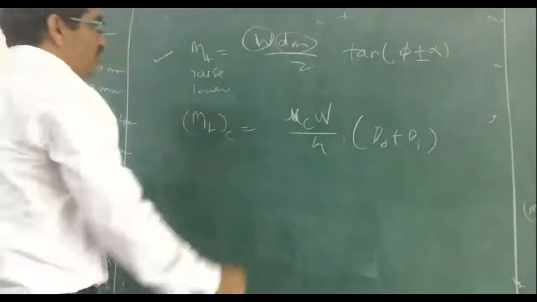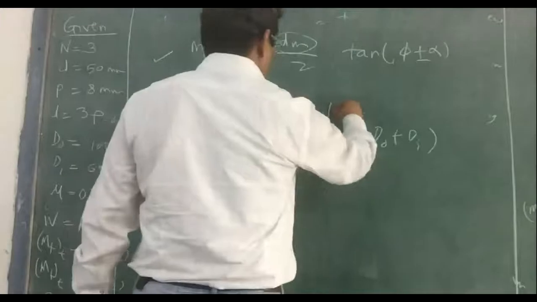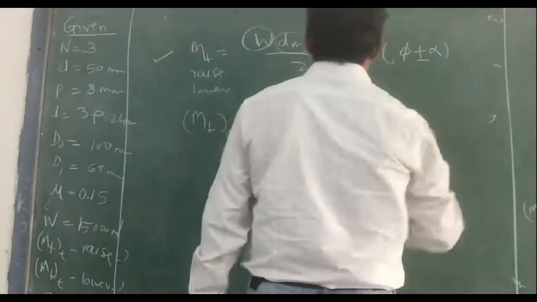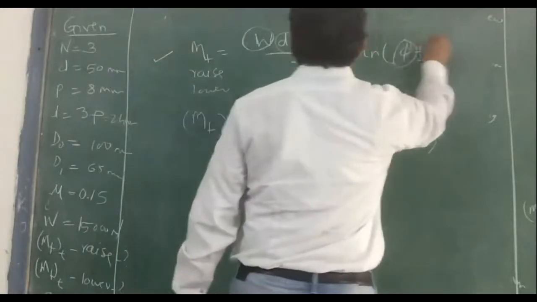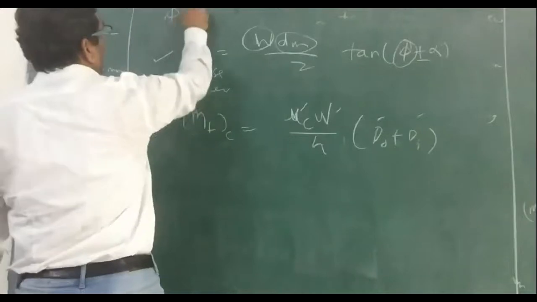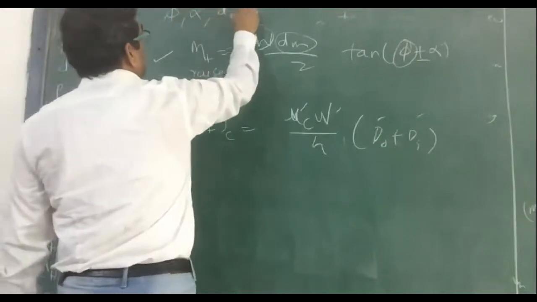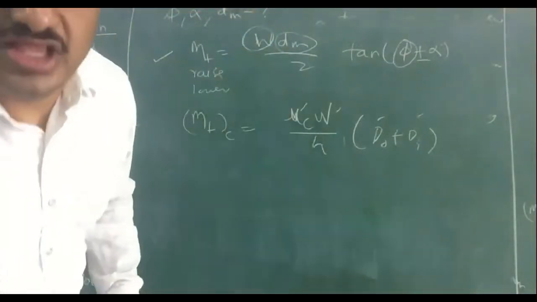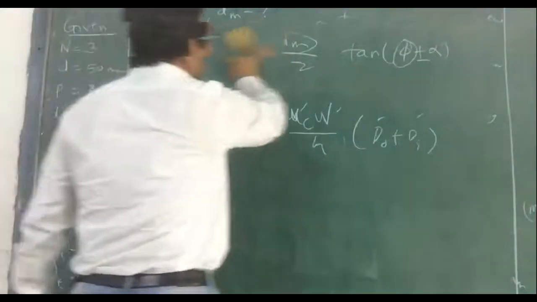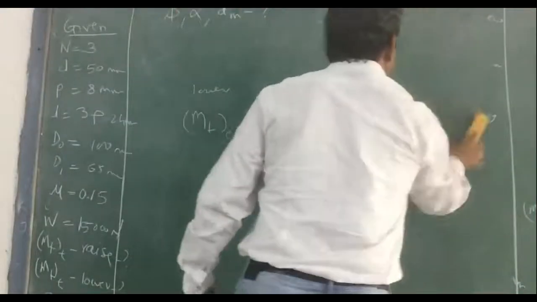Mean diameter we do not know. Mu c we know. W we know. Here all this information we know. So we need to know phi. So what do we need to know? Phi, alpha, and dm. These three things we do not know, so we need to try to find them out.